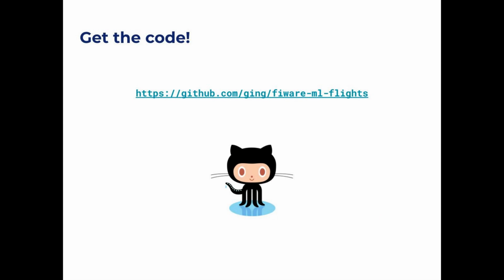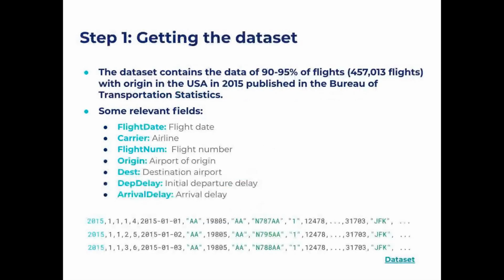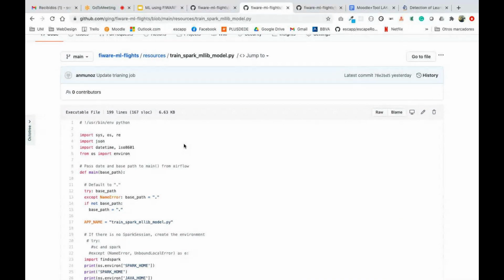Finally, we use FIWARE Draco to store all the historic context coming from the context broker. Using Draco, we can store the response about the prediction that we have in Spark.